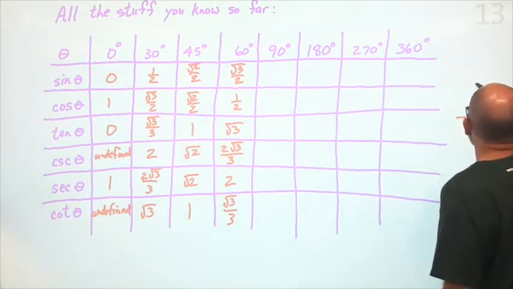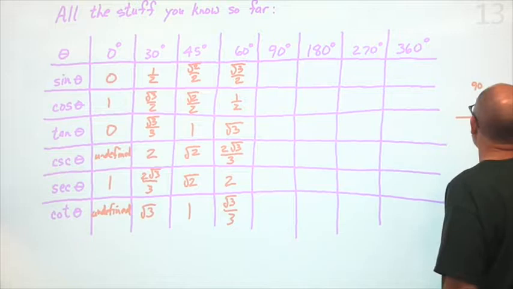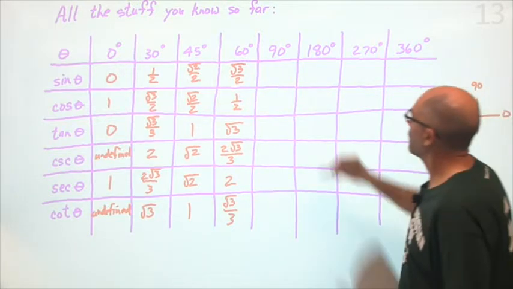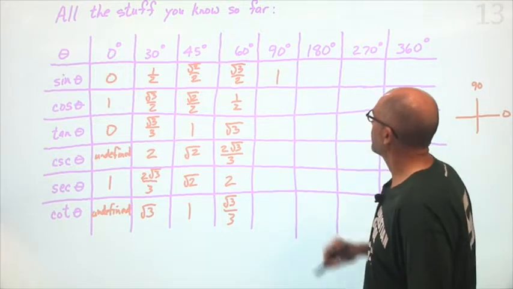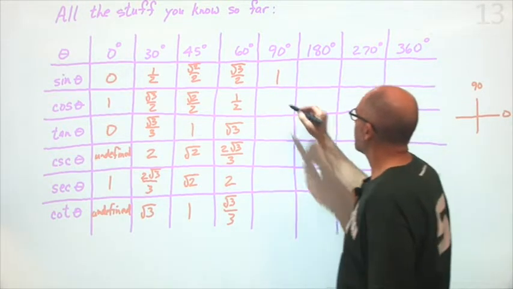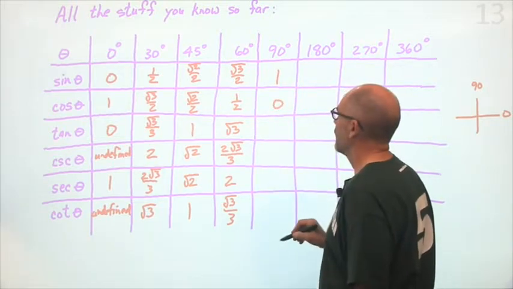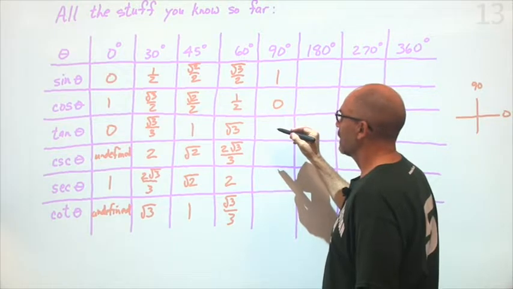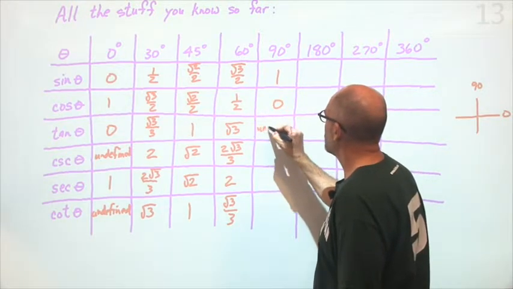Well, remember, that's straight up. So 90 degrees, the sine is the y value straight up. Well, the y value straight up is 1. Then the x value straight up is 0. The tangent is y over x. So it's 1 over 0, which is undefined.